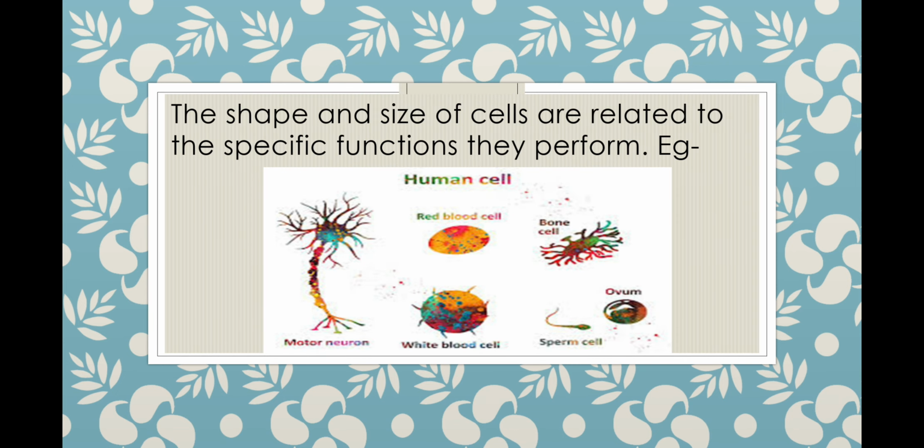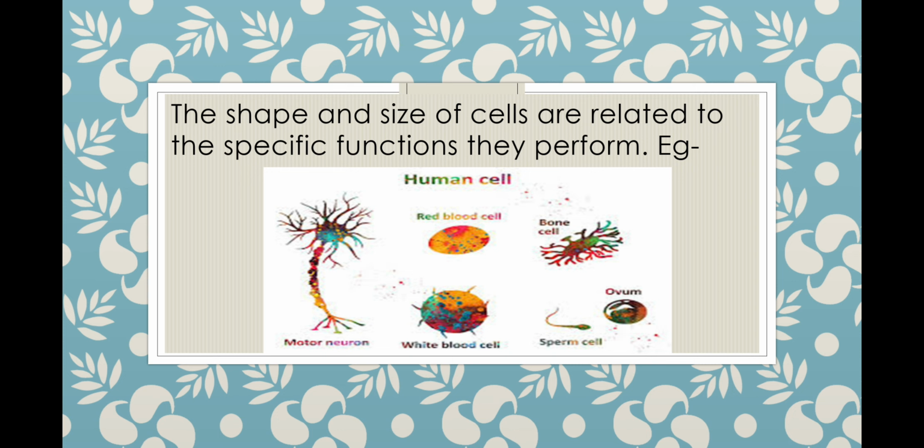The shape and size of cells are related to the specific functions they perform. Some cells, like amoeba, have changing shapes, whereas in some cases, the cell shape is more or less fixed and peculiar for a particular type of cells. For example, the motor neuron is long so that it can transmit messages in the body from one part to the other very quickly.